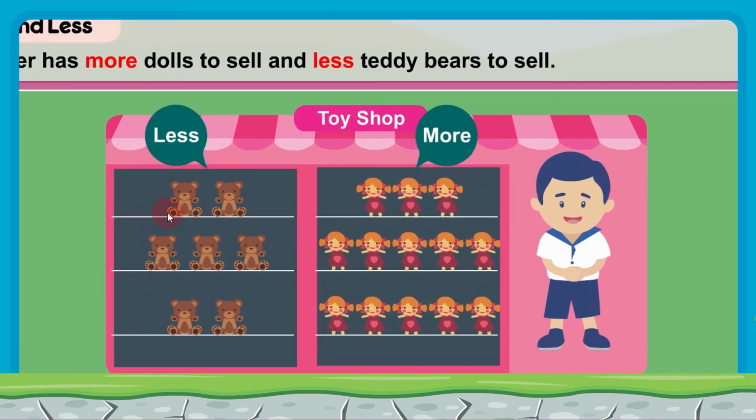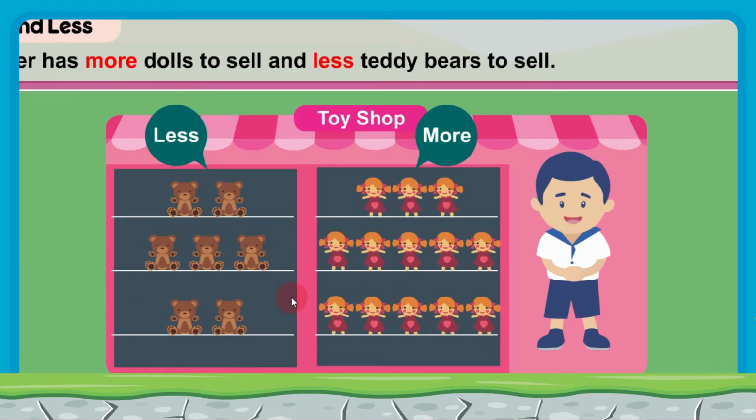Now, let us count these teddy bears. 1, 2, 3, 4, 5, 6, 7. So, there are 7 teddy bears here. Now, let us count the dolls here. 1, 2, 3, 4, 5, 6, 7, 8, 9, 10, 11, 12, 13. So, there are 13 dolls here and 7 teddy bears here.